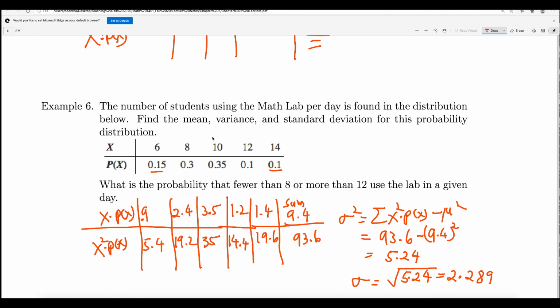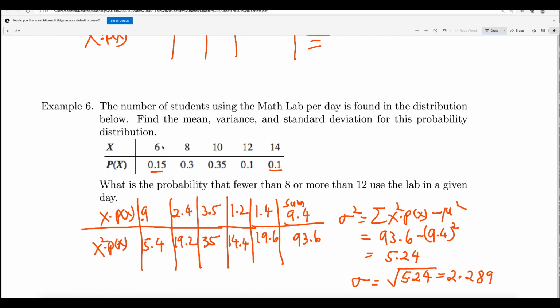Alright, so let us see this example. I will do it both by hand and by using the calculator. Using the calculator is exactly the same as how you did it in chapter 2. The problem says the number of students using the MATLAB lab per day is found in the distribution below. Find the mean, variance and standard deviation for this probability distribution. What is the probability that fewer than 8 or more than 12 use the lab on a given day?